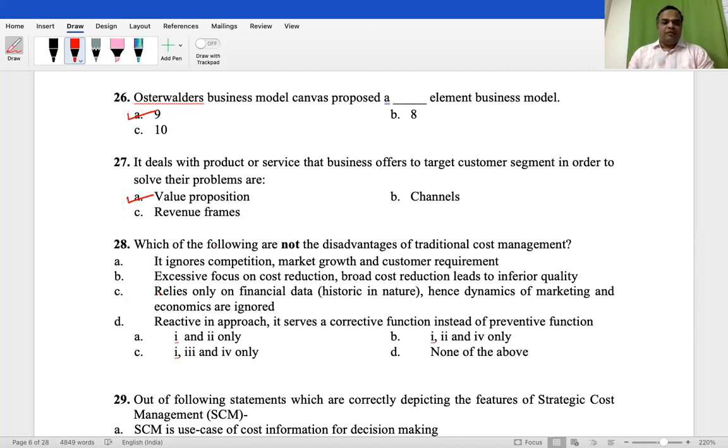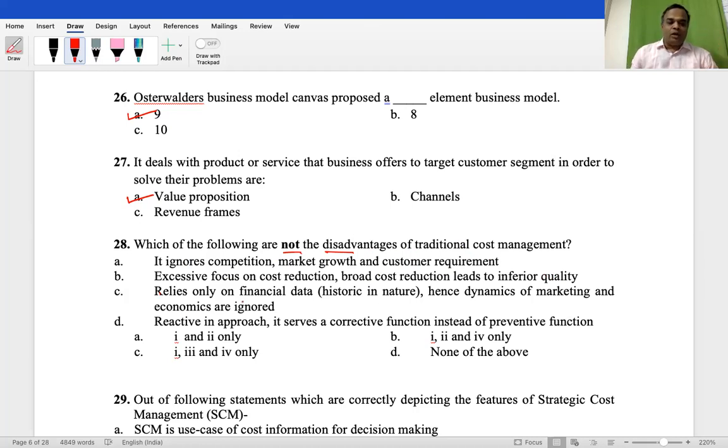Next, which one of the following is not an advantage of traditional cost management? Not disadvantages, right? First one, it ignores competition, market growth, and customers' requirements. Yes, it forms part of the disadvantages. Excessive focus on cost reduction leads to inferior quality. That is also its disadvantage.